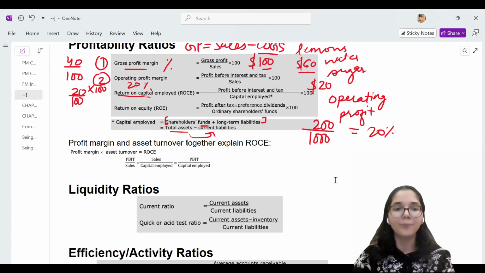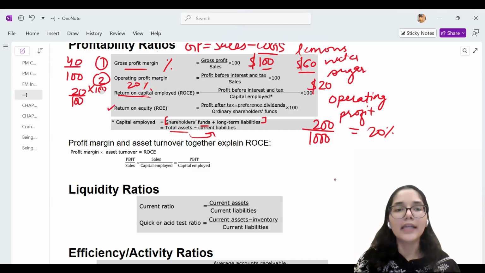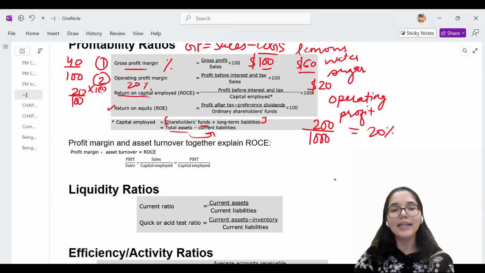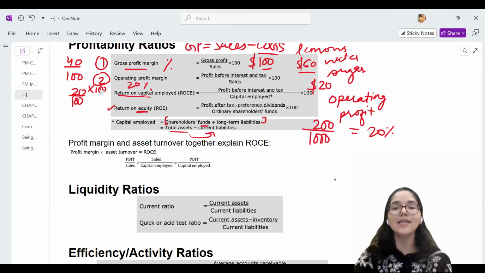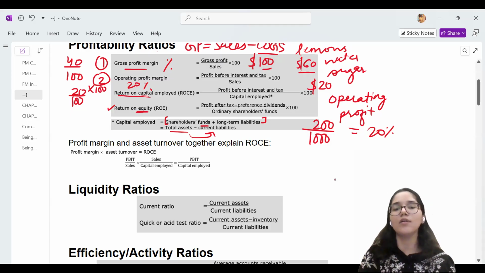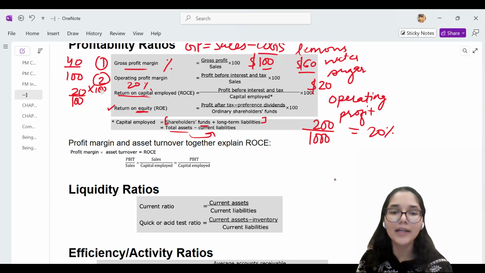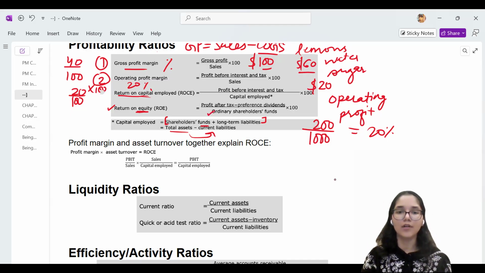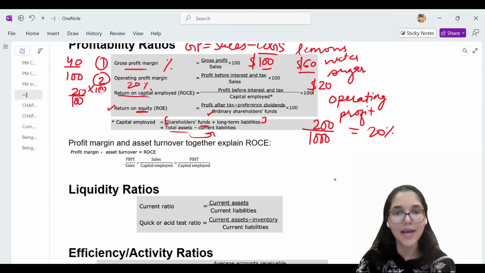Then another ratio which we have as a part of the profitability ratios is the return on equity. What is return on equity? Same as return on capital employed. It's just that in return on equity, you are seeing how much profit has been made on the shareholders' equity. So in your denominator, you see your ordinary shareholders' funds. Your numerator is now going to be those profits which are left for your shareholders.